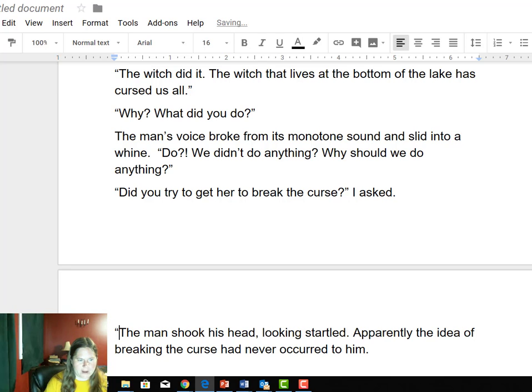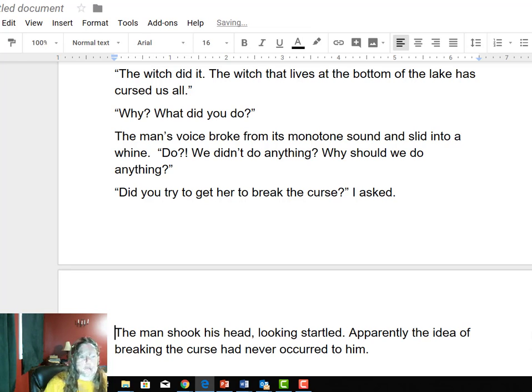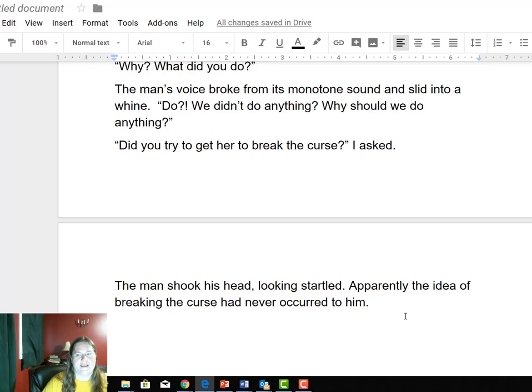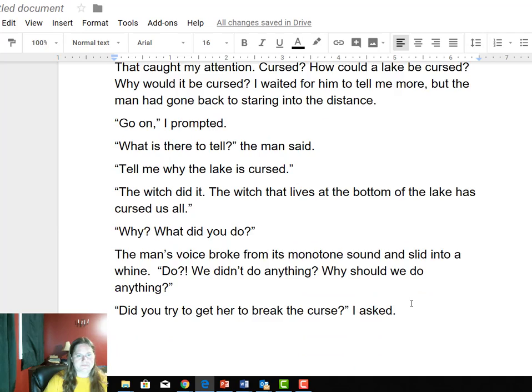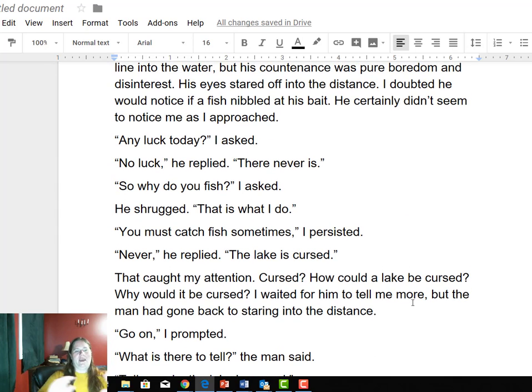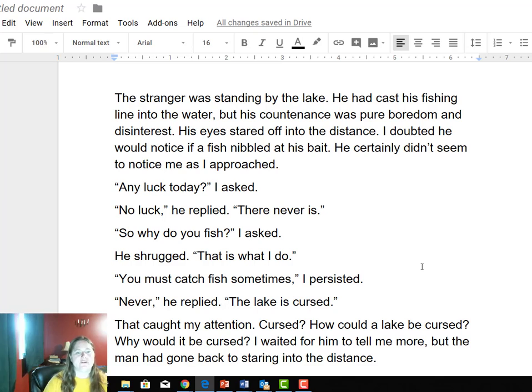Okay, and now I have an extra quote mark there. That quote mark does not really belong to anything because nobody is saying "the man shook his head." That's a narration. The man shook his head, looking startled. Apparently the idea of breaking the curse had never occurred to him. Okay, so this is breaking up a wall of text. It is a lot easier to read if we have paragraph breaks.